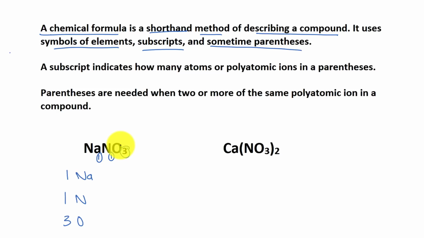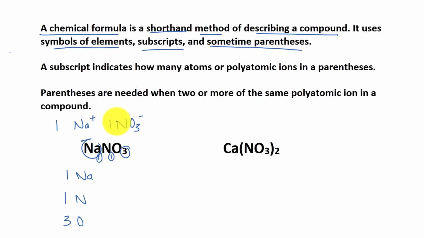But not only do we know about the atoms, we also know about the ions. In this case, we have Na right there, that is sodium plus. And we have NO3, that is one of our polyatomic ions, which in this case is NO3 minus. So we have 1 and 1 of that.